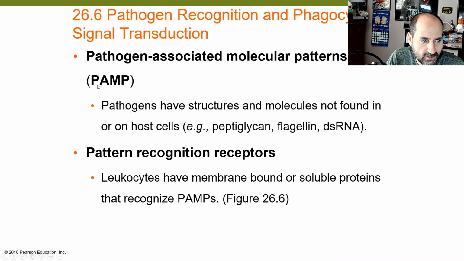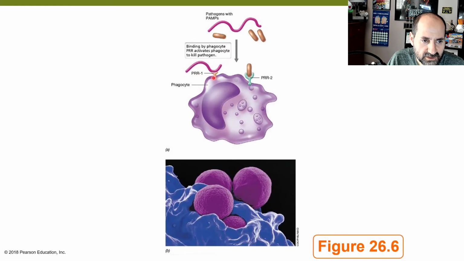All right, and then how do these phagocytic cells recognize the pathogens? Well, the pathogens have pathogen-associated molecular patterns, such as peptidoglycan, flagellin, double-strand RNA. These are called PAMPs, and they're recognized by pattern recognition receptors on the white blood cells, on those phagocytic leukocytes.